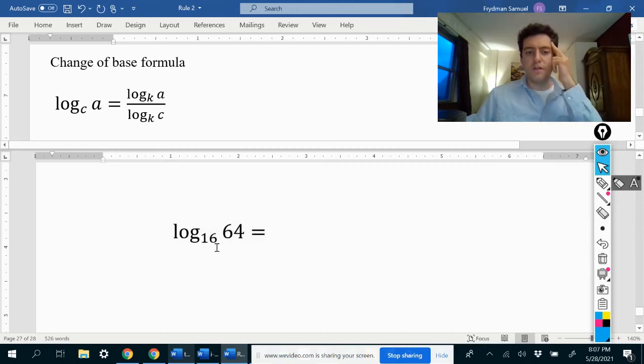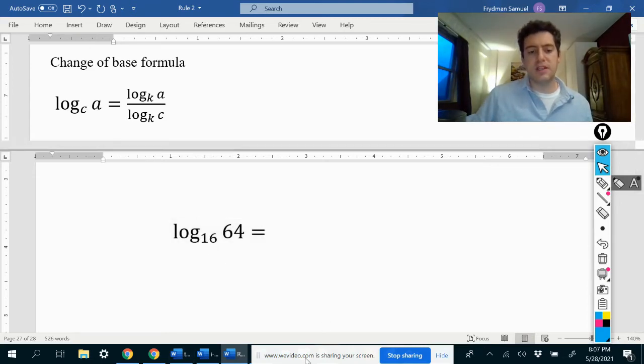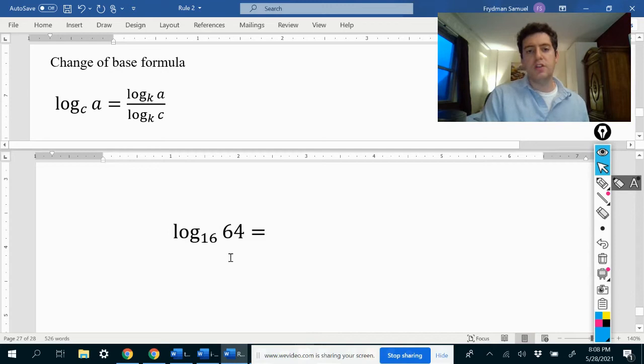Well, I'm thinking of 16 to what power is equal to 64? Well, let's try 2. 16 to the second power means 16 times 16, but 16 times 16 is already 256. Okay, we've already gone way over the 64. So this doesn't seem like such an easy problem to solve just by thinking of what exponent above 16 would give us 64.